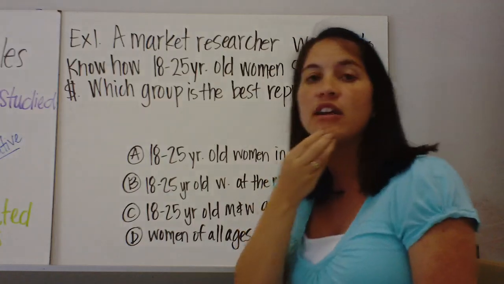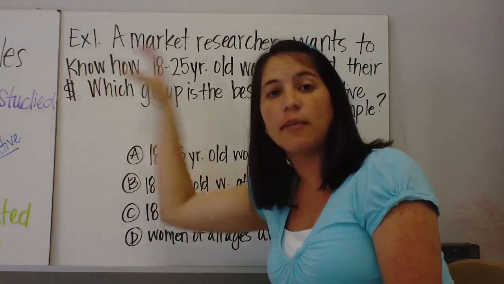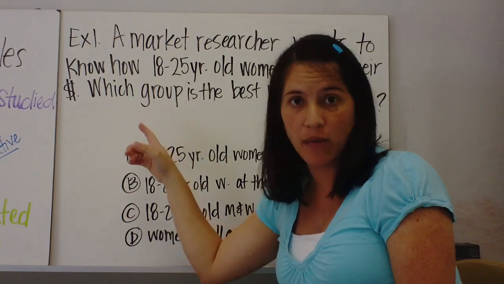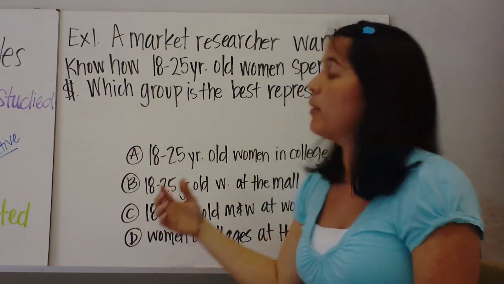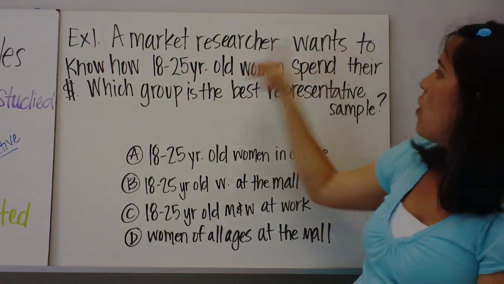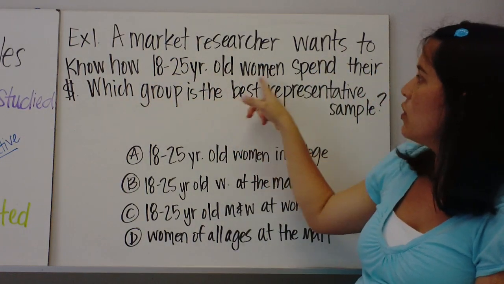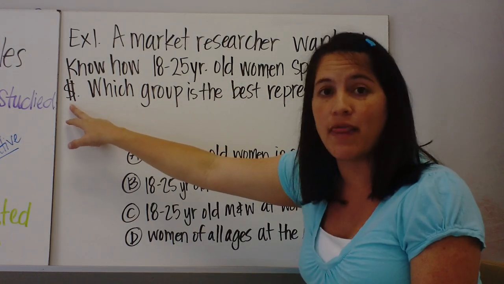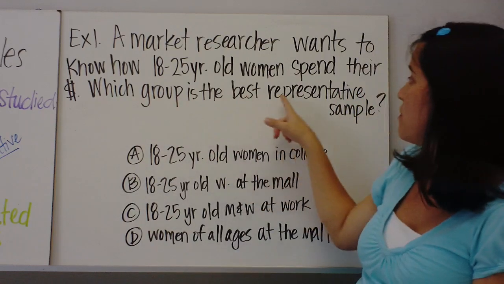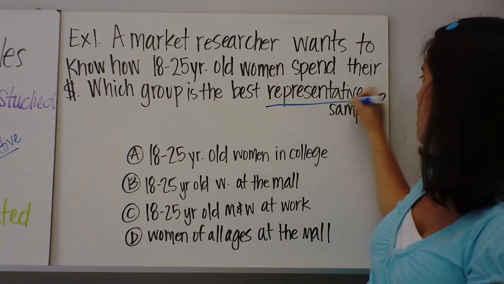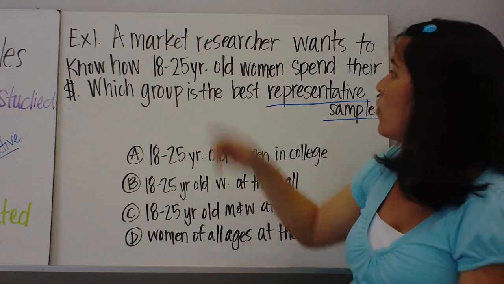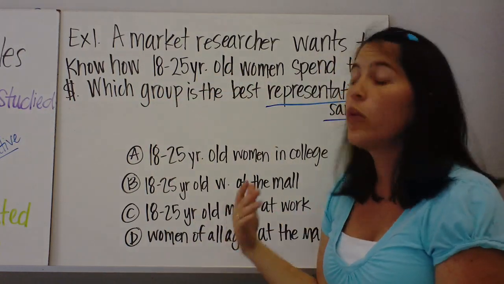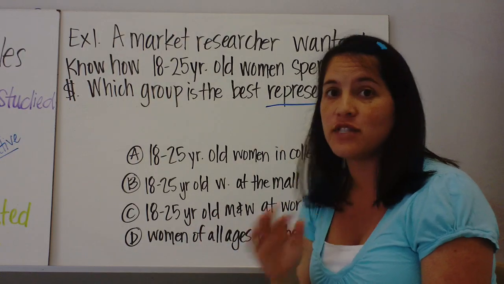Alright, so example 1, here's what I expect. I expect you to copy down the problem, but you do not have to write down A, B, C, and D, but write down the problem. That's what I'm going to be looking for tomorrow. A market researcher wants to know how 18 to 25-year-old women spend their money. 18 to 25-year-old women, that's our population. Which group is the best representative sample?